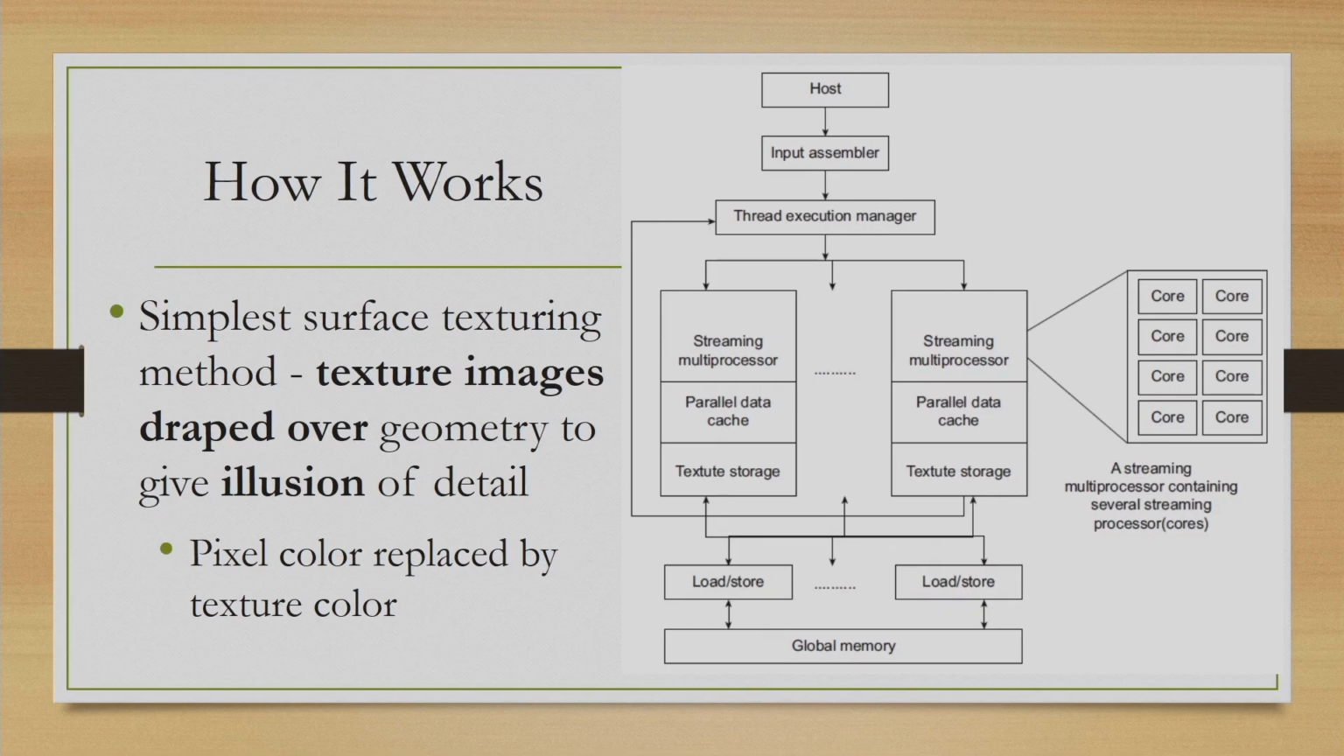Now, surface texturing idea is very simple. Here a texture image is actually imposed on the surface to give us the illusion of details. Note that it is only an illusion creation rather than actually computing a texture pattern. We are simply replacing pixel colors with texture color. That is the simplest idea we discussed earlier.